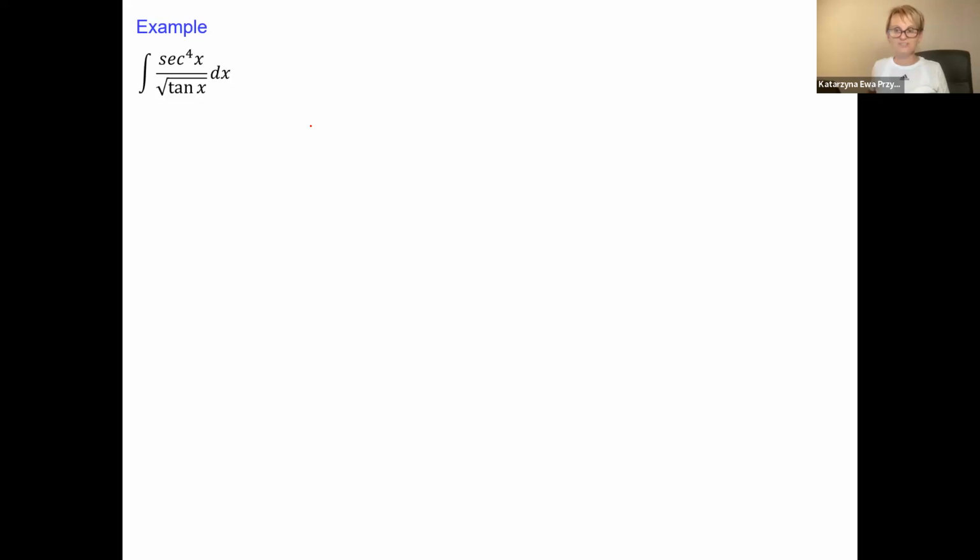Yes, we will use tangent. We will use tangent because what's the derivative of tangent? Secant square of x dx. That means this is du.